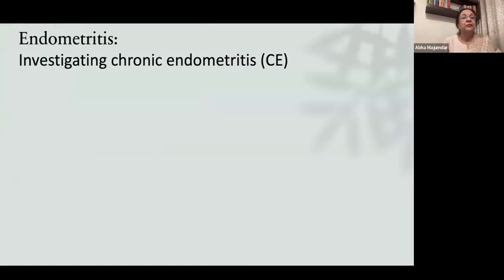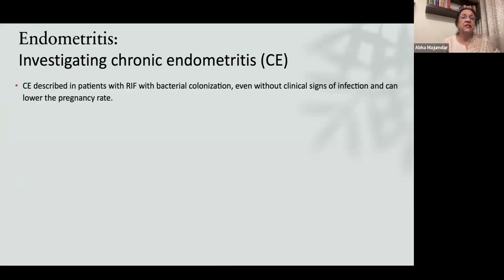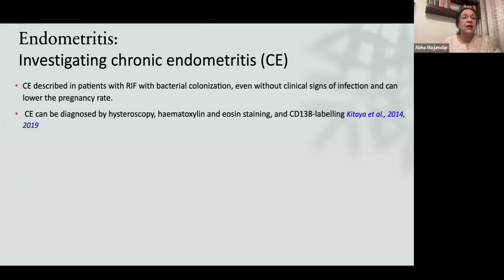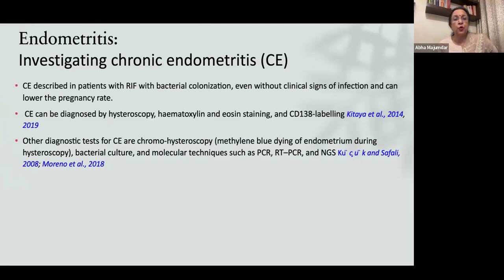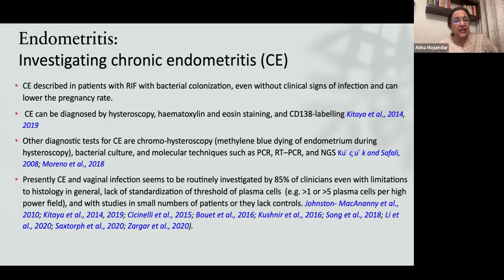Even I give it. Then came endometritis, and we thought that we must investigate for chronic endometritis. Chronic endometritis is described in patients with RIF with bacterial colonization, even without signs of infection, and can lower the pregnancy rate. CE can be diagnosed by hysteroscopy and then hematoxylin and eosin staining and CD138 labeling. Other diagnostic tests for CE are chromohysteroscopy, methylene blue dyeing of the endometrium during hysteroscopy, bacterial culture, and molecular techniques such as PCR, RT-PCR, and NGS. Presently, chronic endometritis and vaginal infections seem to be routinely investigated by 85% of clinicians, even with the limitations to histology in general.